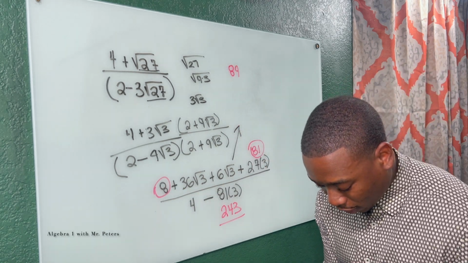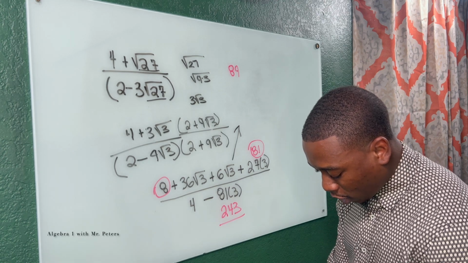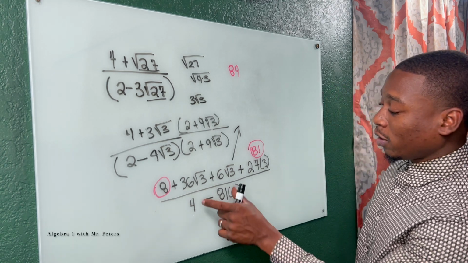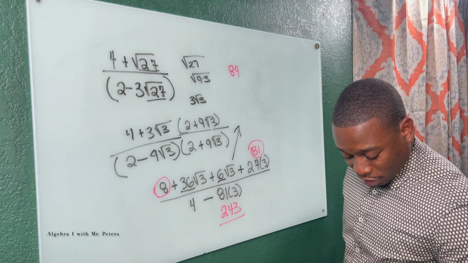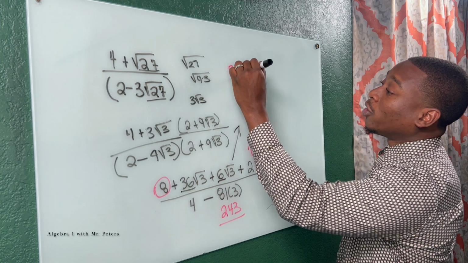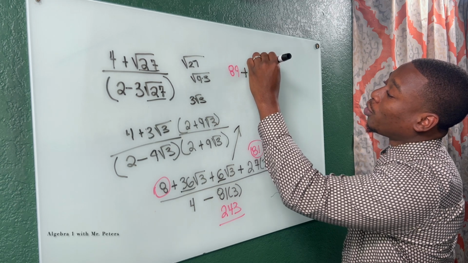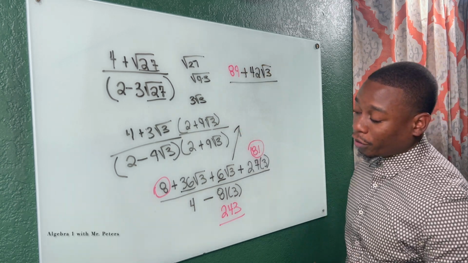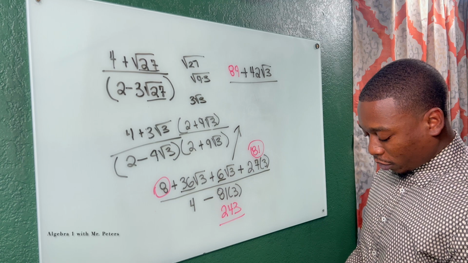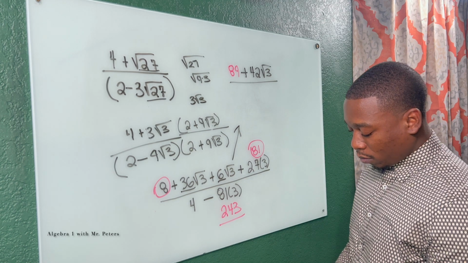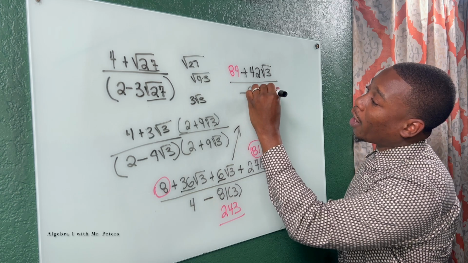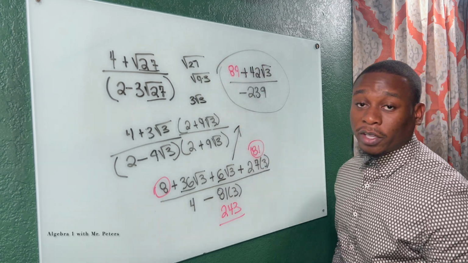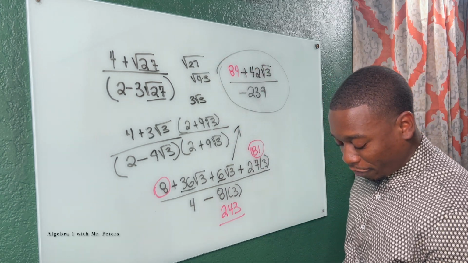Right? And let's switch back to black now. Then we go back and we add our radicals, right? Same number under the radical. We had 36 and 6. I believe that should be 42. So 89 plus 42 radical 3, all over 4 minus 243, which is going to be equal to negative 239. So this will be my final answer. We're not going to worry about simplifying for now.